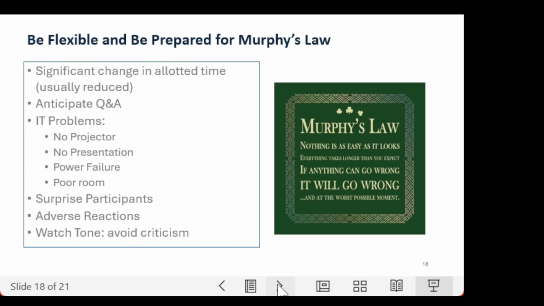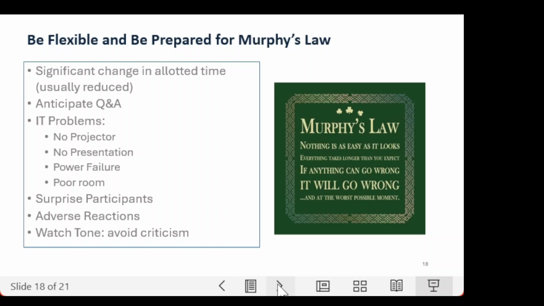So, Mr. Murphy often shows up, so you've got to be flexible and prepared and not get anxious if something goes wrong. Significant change and a lot of time, as we mentioned. Thinking about what Q&As, what questions might be asked, and developing a thoughtful response, just a couple bullet points, will make you much more effective in answering those questions and also give you confidence in your ability to answer them.